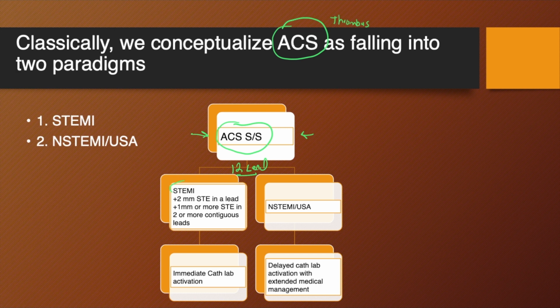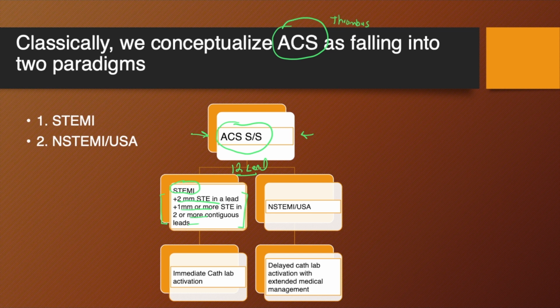into what's known as a STEMI. To meet STEMI criteria, this is the classic STEMI criteria: you have greater than 2 millimeters of ST elevation in one lead, or greater than 1 millimeter of ST elevation in 2 or more contiguous leads. And a contiguous lead group is just a group of leads that looks at the same area of the heart.